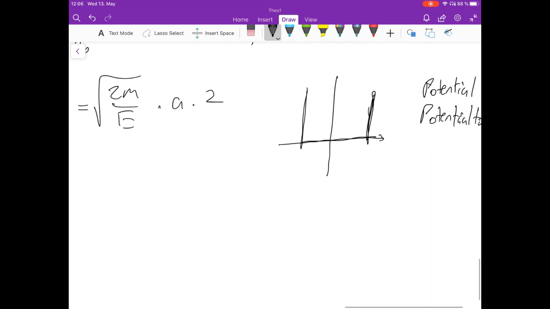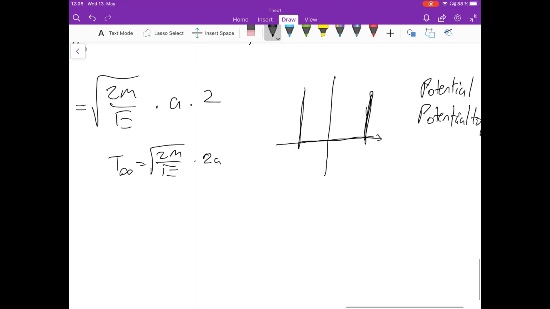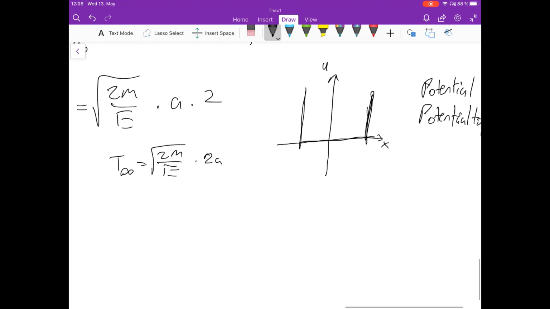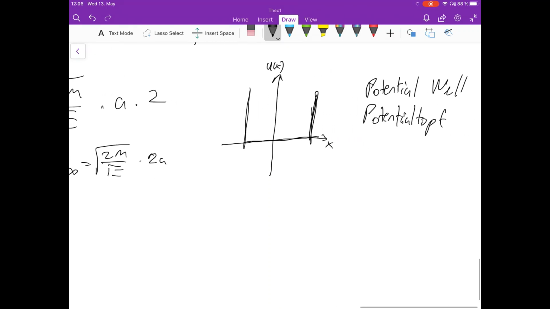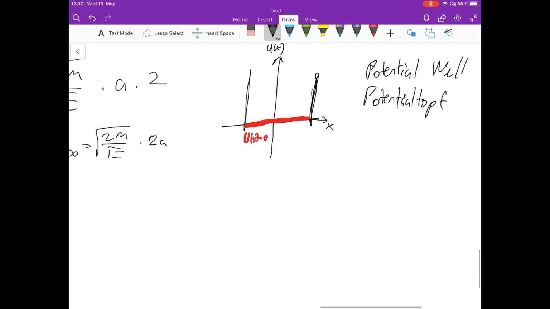As I was telling, let's prove that T infinite being equal to square root of 2m divided by E times 2a is true. So let me write down x here and u of x here. And let's look at this region that we're going to be calculating our period in, inside these borders. Here in this region, u of x is going to be 0. So we have energy, but it's not in the form of potential energy.